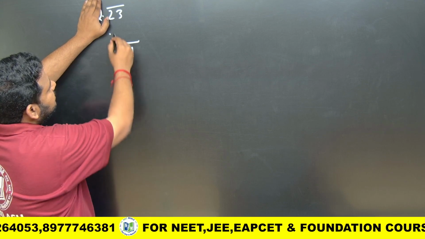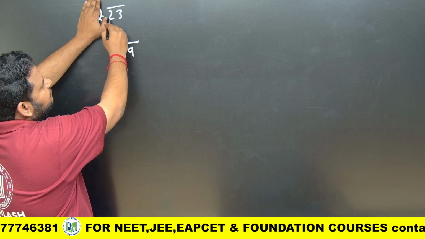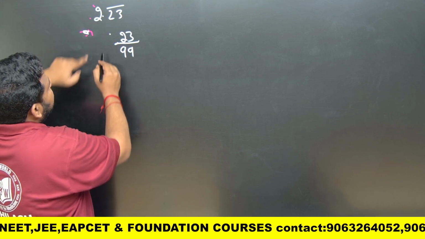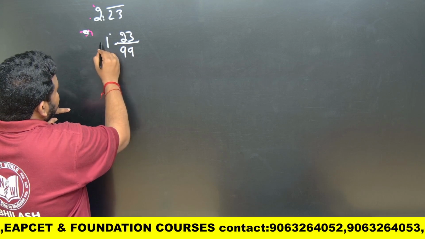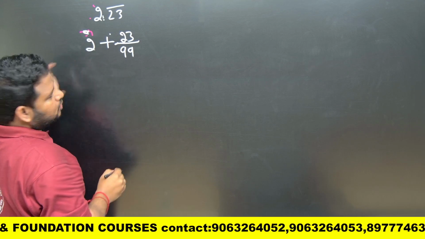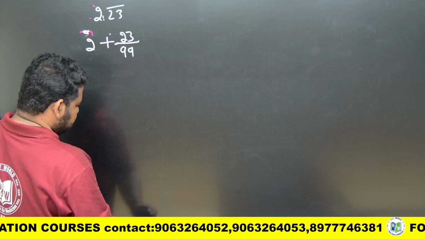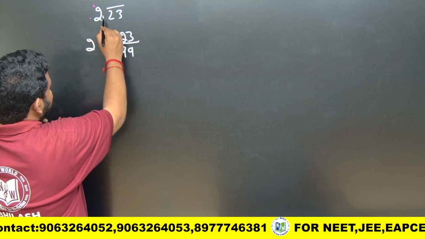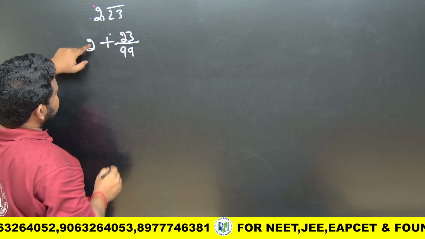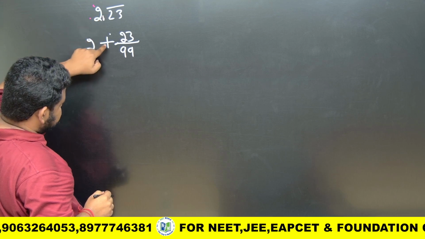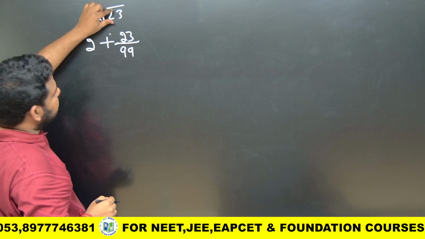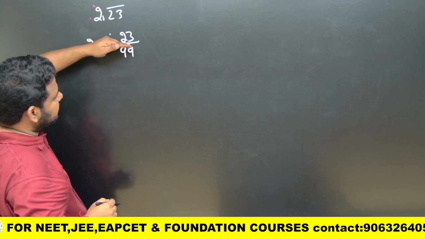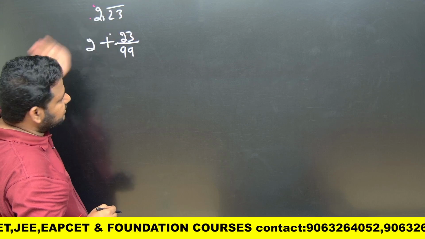And what will happen to the numerator? Whatever digits are there after the decimal point, the same thing you will write. So 23 by 99 you will write. But here 2 is there. The decimal point I should convert into plus, and here I should write 2. So this 2.23 bar becomes 2 plus 23 bar, and 23 bar is nothing but, on how many digits is the bar? 2 digits. So the denominator will become 99 and the numerator will be 23 itself.